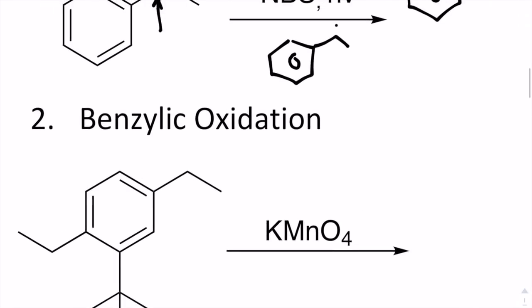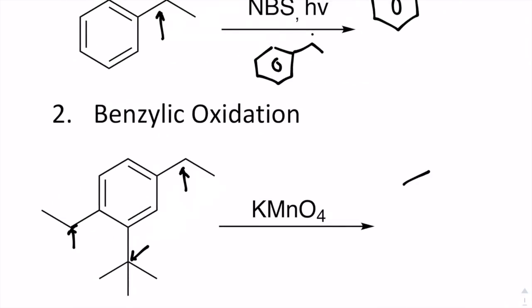So, benzylic oxidation. So this is potassium permanganate. We have this molecule, this benzene with all these substituents on it, and we have permanganate over here. And what's going to happen is that we can do oxidation at the benzylic position. So, this is a benzylic position, that is a benzylic position, that's a benzylic position. And we can do oxidation to convert these carbons into carboxylic acids. We don't go through the mechanism in this class, but I will just draw the product and we can rationalize what's going on here.